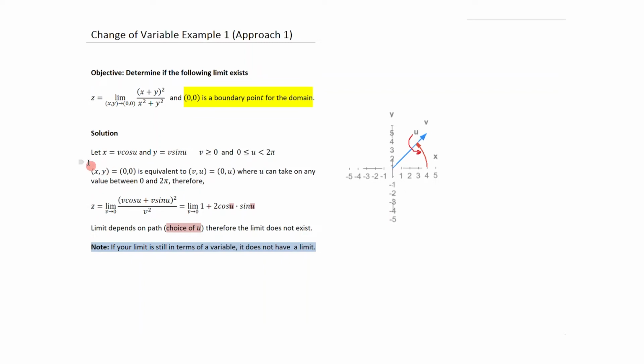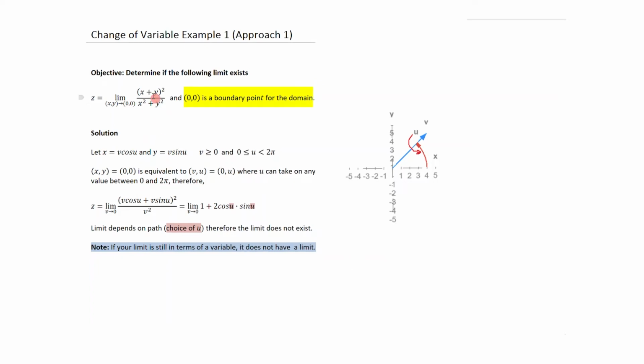All right, so the boundary point here is (0, 0). That's when we choose x and y, but we have to map this now to the uv plane. So this only occurs if v is equal to 0, and u can take any value. That's the condition under which you can achieve the same result. So the (0, 0) would be the origin. And as we mentioned, the u value can take any value between 0 and 2 pi.